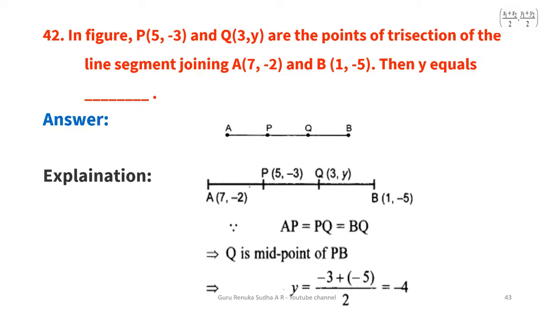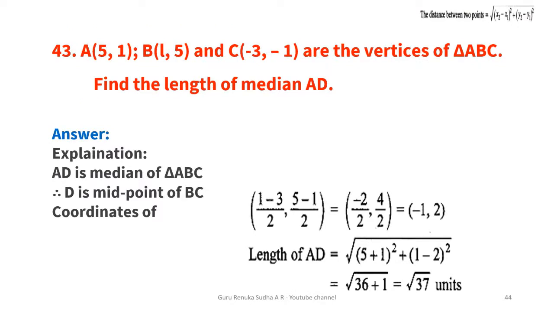43rd question. Here they have given three points A, B, C, which are the vertices of triangle ABC. Find the length of the median. Median, you know that, is the median AD. See, here I am using the distance formula and also the midpoint formula. You can easily calculate that.